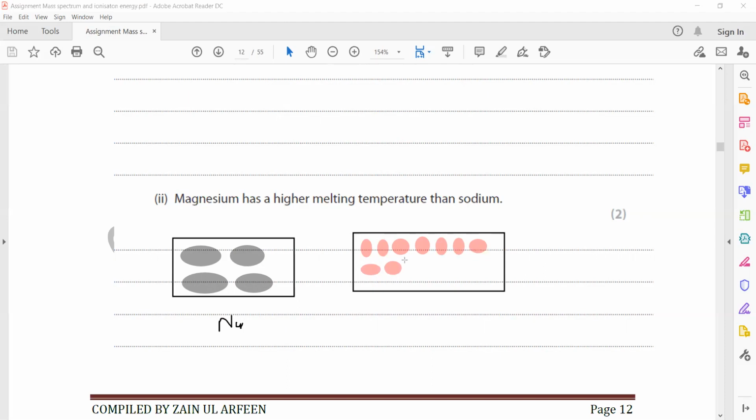So they will have greater attraction or binding, and the charge, because magnesium is group 2, so in the magnesium lattice the positive ion will have a plus 2 charge, whereas in the sodium lattice the positive ion will have a plus 1 charge. So how do we explain this difference, why magnesium? First thing you will mention: magnesium ions are smaller.